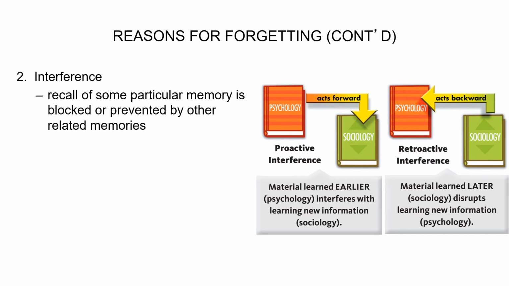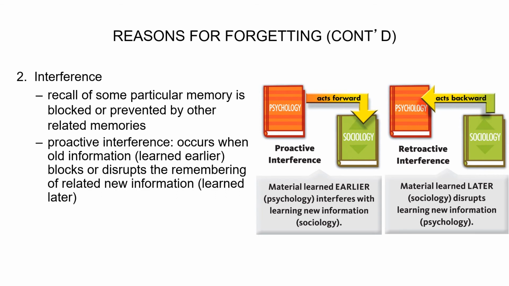Another reason for forgetting: we went through the first one, now let's go through the second one. This is interference. This is where new memories block old memories, or old memories block the formation of new memories. So there are 2 different types of interference. One is proactive interference. This is when old information you learned earlier blocks or disrupts new information. So you're learning something new on a topic, maybe you've learned some stuff before, but the information you had before can block you from effectively learning the new information, especially if there are some differences.